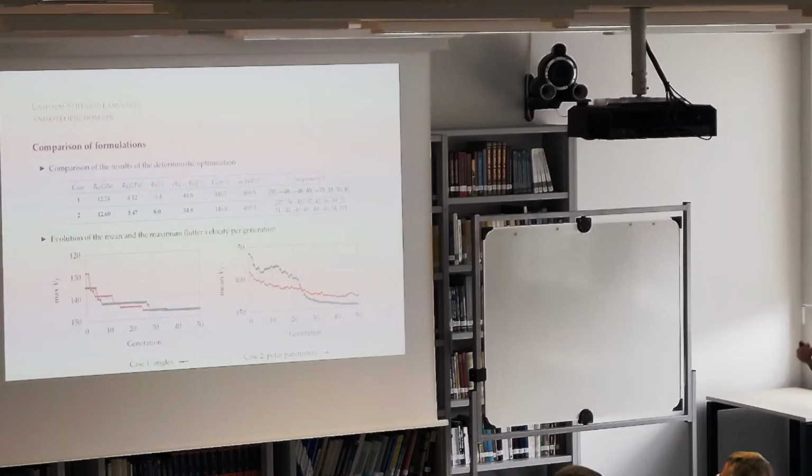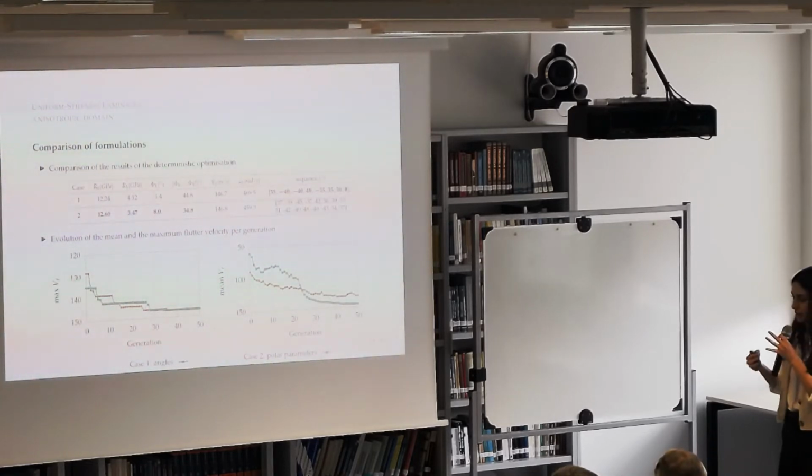If I compare the results of the 2 cases, here we can see that I reach similar values in the flutter velocity for both cases, and also almost similar values for the flutter frequency. But if I go to the evolution of the maximum flutter velocity per generation, I can see that the polar parameters reach the maximum values faster than the ply angles. And if I look at the mean value of the flutter velocity per generation, I can see that the slope of the evolution of polar parameters is steeper than the ply angles, which can indicate that I investigate a larger domain with polar parameters than with ply angles.